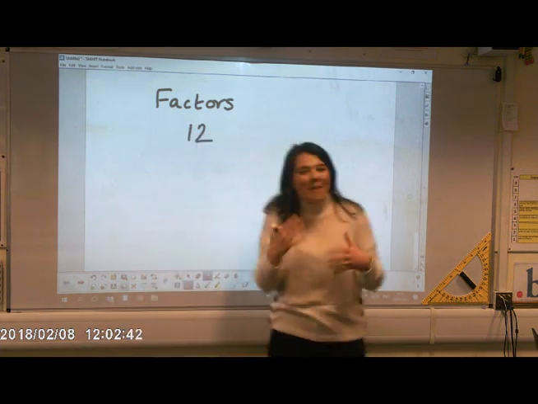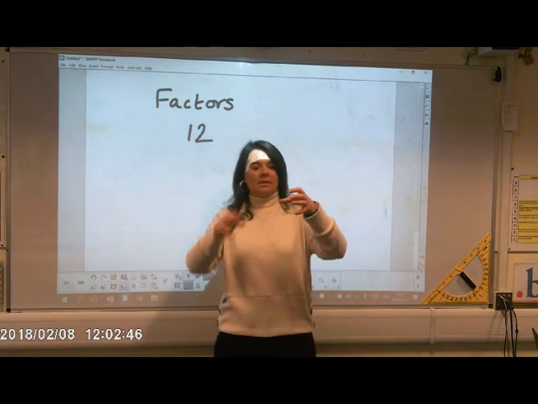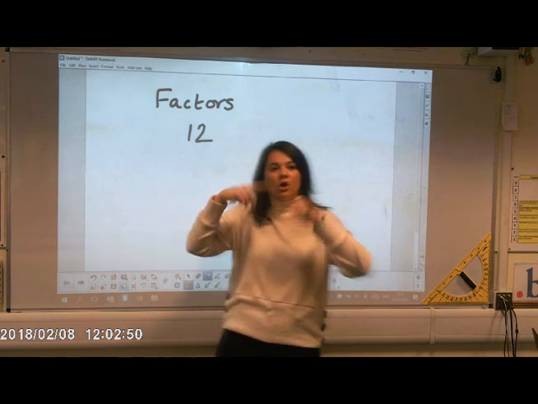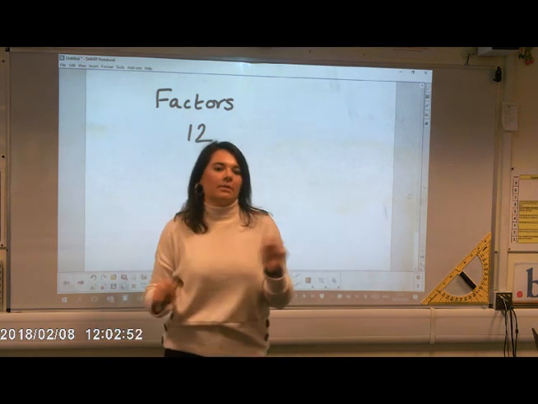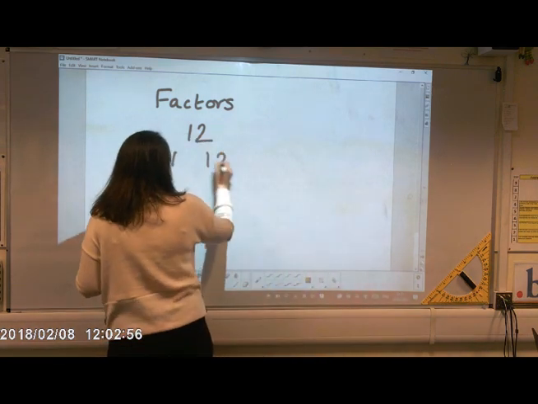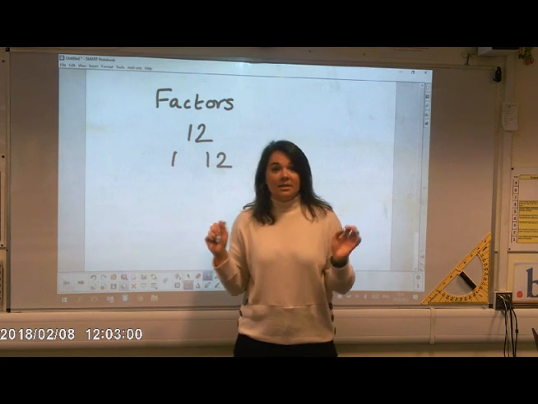Factors tend to come in pairs, okay? We're going to think about pairs of factors because that number times that number will give you your number here. So can you think of two numbers that would multiply together to make 12? 1 times 12, brilliant. So there we go, I've got two factors already, 1 and 12. Any others? 3 and 4.